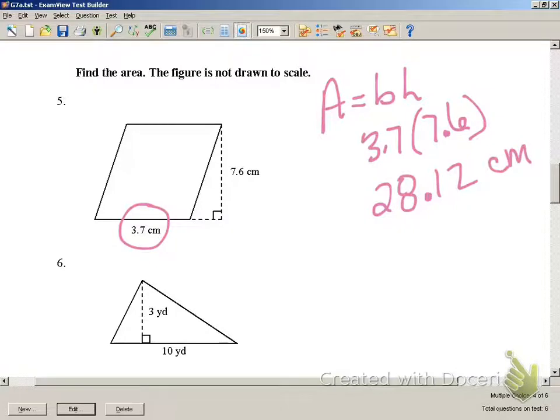Centimeters is our units, so it's going to be squared centimeters. Do not forget to put our units on our solution. It's not just 28.12 units, it's squared units, and it's centimeters in this case.